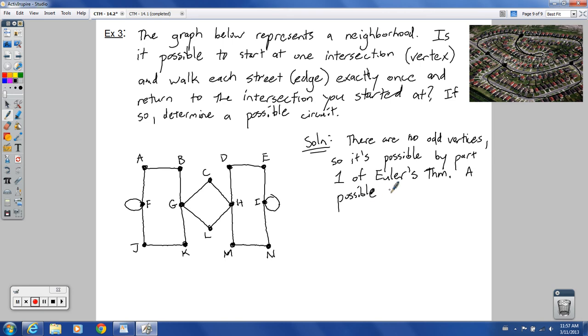Euler, he's a genius. That man did a lot for math. He was a brilliant, brilliant man.